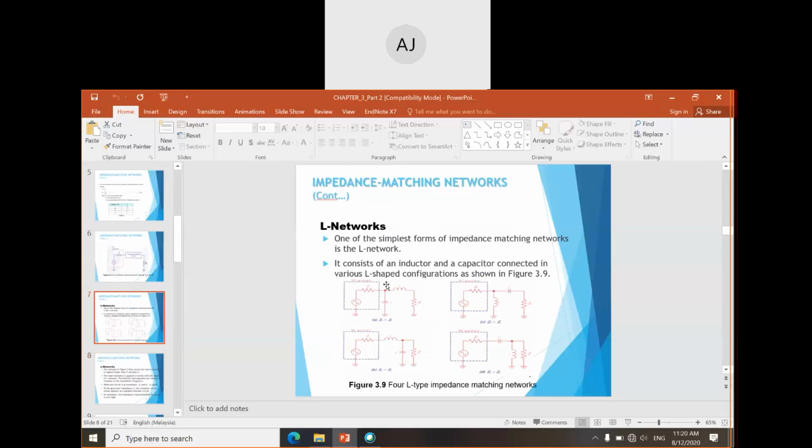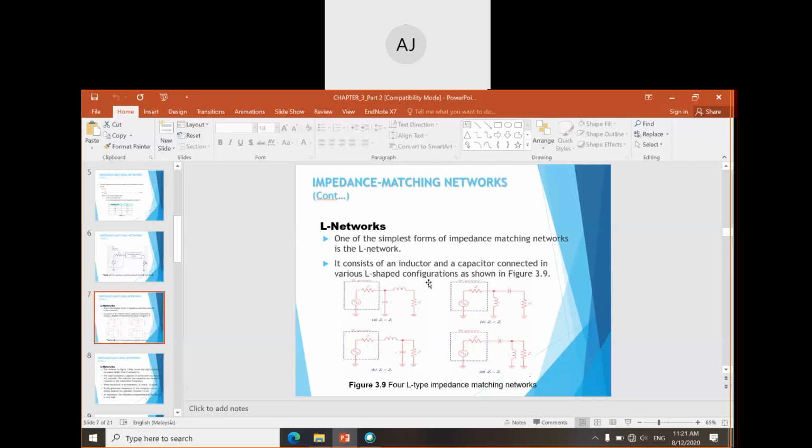In the L network we use an inductor and also a capacitor. However, the position of the inductor and capacitor is not the same, it depends on the situation. For example, in the first circuit, the C is parallel with the load impedance, and the L is in series with the input impedance.